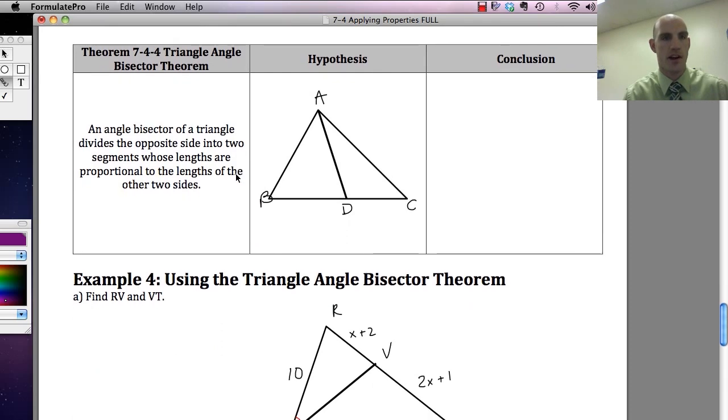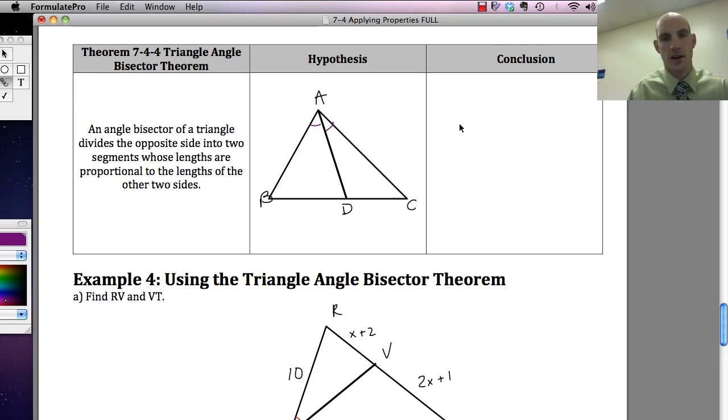The next theorem is the triangle angle bisector theorem. What we have given to us is that these two angles here are bisected. May not look like it in this diagram, but they are. Okay, so the angle bisector of a triangle divides the opposite side into two segments whose lengths are proportional to the lengths of the other two sides.